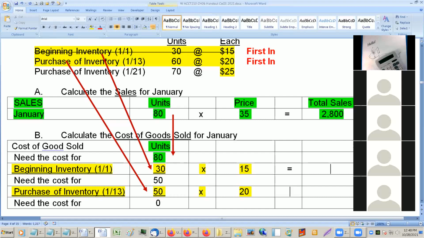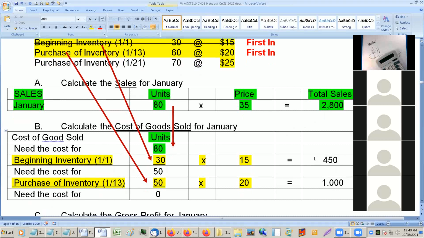All right, 30 times 15, 450. Better use Mr. Calculator. 450. 50 times 20 is 1,000. Okay, so the total.